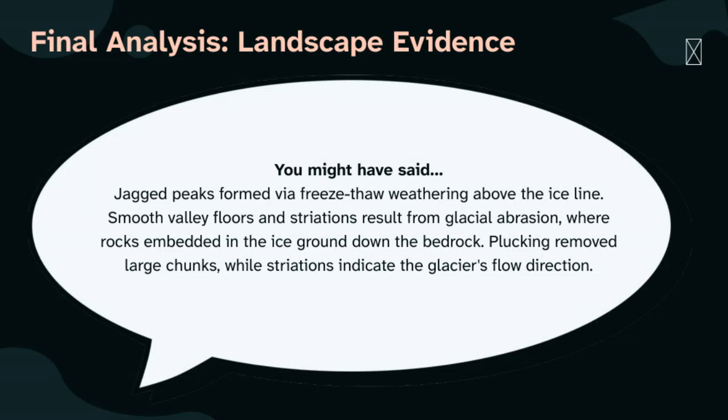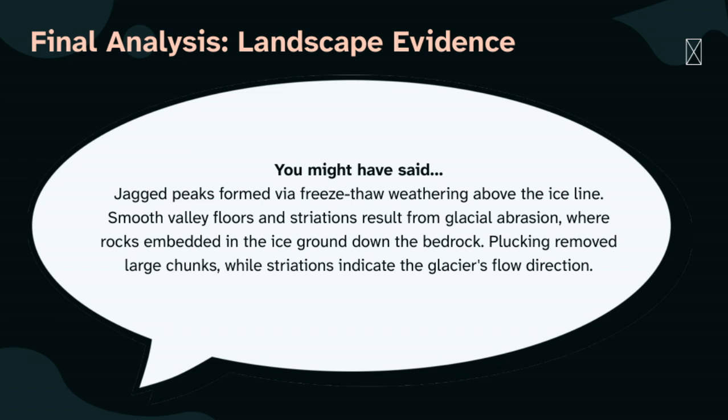Here is a model answer. The jagged peaks were formed by freeze-thaw weathering above the ice line. Water entered cracks in the rock, froze, expanded, and eventually broke pieces away. The smooth valley floor was formed by abrasion, where rocks embedded in the glacier scraped and ground against the bedrock. Plucking also removed larger blocks of rock as meltwater froze into cracks, and the moving glacier pulled rock away. The long scratches, called striations, show the direction the glacier moved.